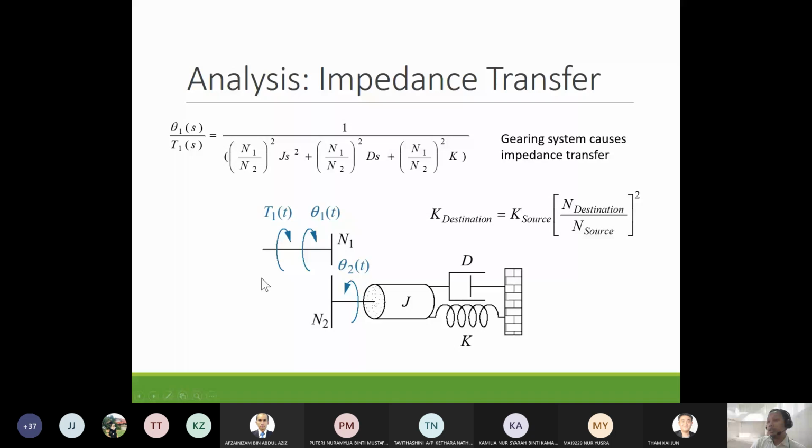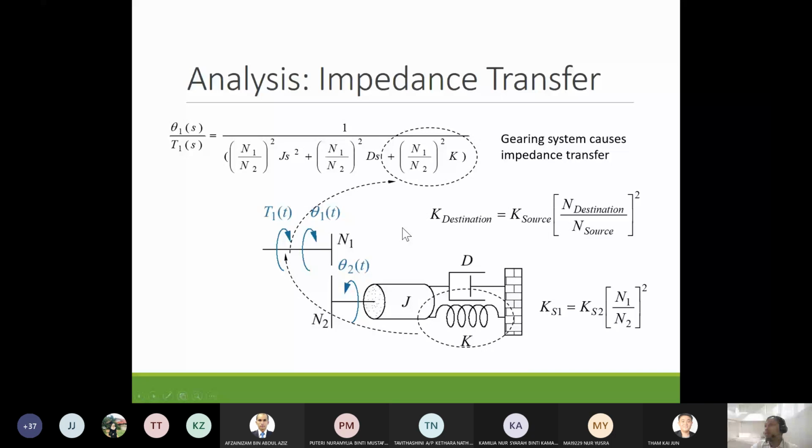This is the original figure from the problem just now. Here we can see that all the spring, damper, and inertia J are located on the shaft with theta 2. But in the shaft with theta 1, there is no spring, damper, or J inertia. But in the transfer function theta 1 over T1, there are the terms J, D, and K. So J, D, and K actually come from theta 2. Basically, this impedance, J, D, and K, is transferred from theta 2 to theta 1.